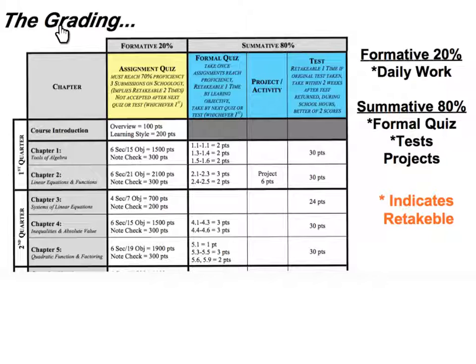Overall, the grading in this course is broken down as 20% as a formative grade, primarily based on the daily homework done in Schoology under the green puzzle pieces, in addition to a chapter note check which will be graded on how well the notes were completed. The other 80% is summative assessments. Formal quizzes will be given by learning objective and can be retaken 1 time for just the learning objectives missed. Tests are also retakeable up to 1 time for the better of the 2 scores. A few chapters have projects which will not be retakeable.